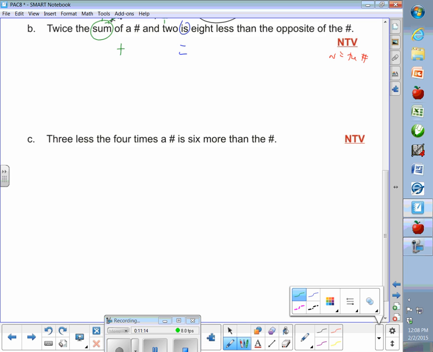So what would you put in front of the plus sign and what would you put behind the plus sign? Everybody think, and then I'll call on somebody in a minute. So how would you say twice the sum of a number and 2? Twice the sum of a number and 2.